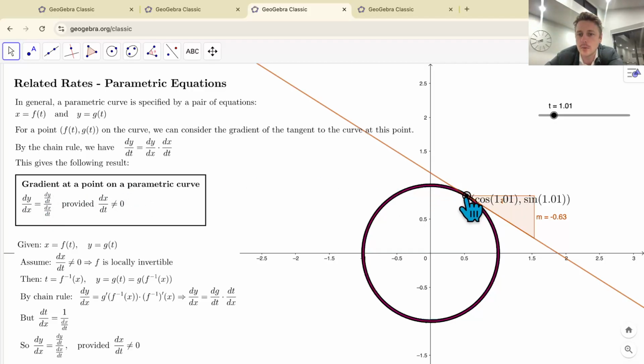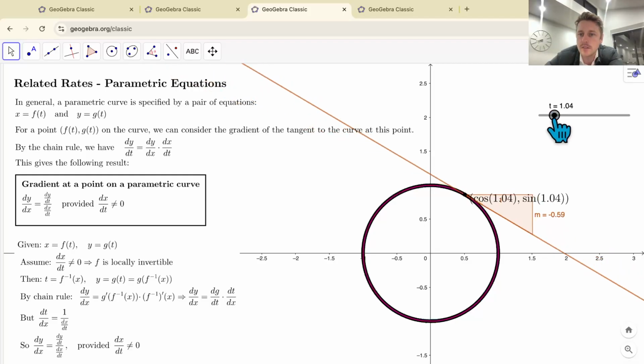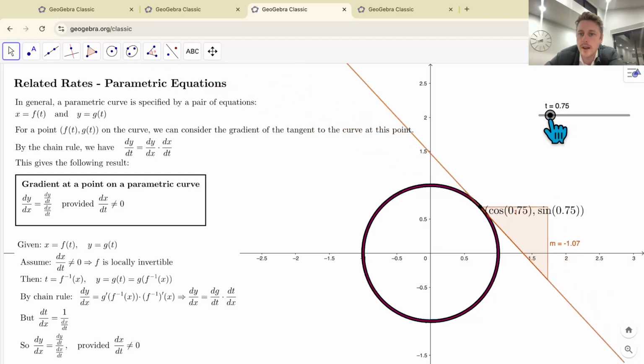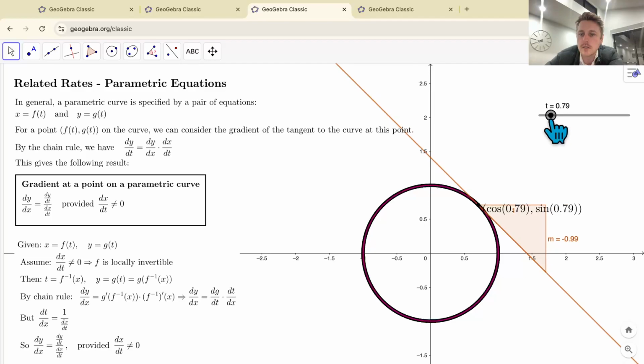So for example, if we were at some point in space, or some point on the unit circle in this case, how could we find the gradient at a point on that curve? Well, if we just jump straight to here, it should make sense. We said that the derivative of y with respect to x, so the change in y over the change in x, is equal to dy/dt over dx/dt. And that, again, should make sense.